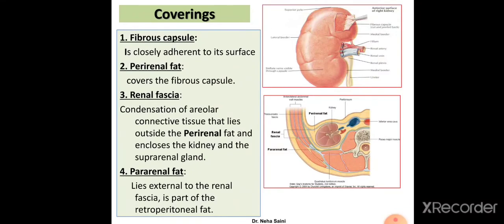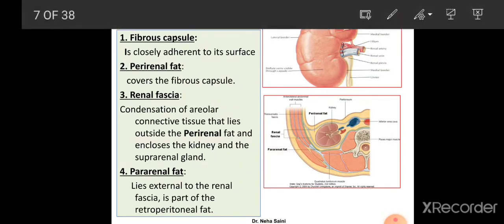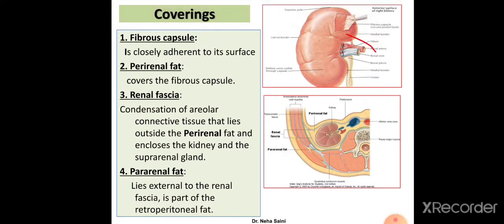Now the coverings of kidneys. There are four coverings of the kidney. Outermost is the fibrous capsule. It is closely adherent to the kidney. In the diagram we can show the fibrous capsule. Then outside the fibrous capsule we have the perirenal fat which covers the fibrous capsule.